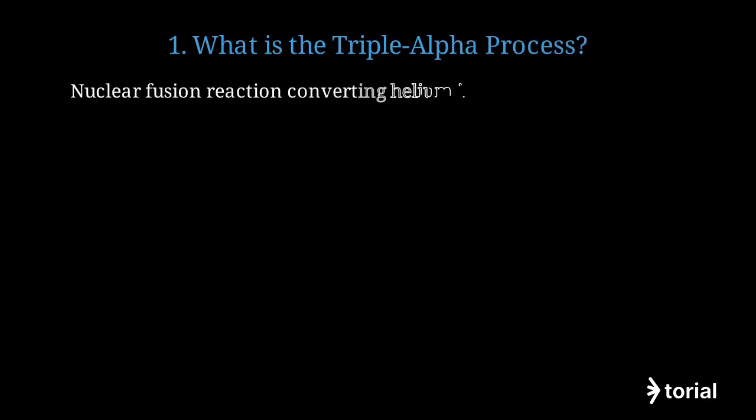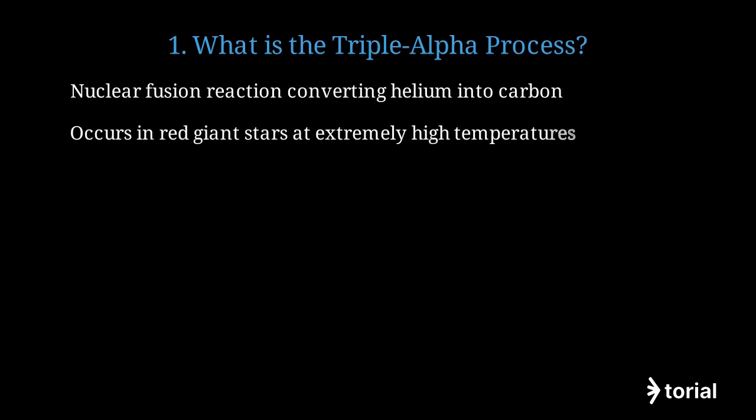The triple alpha process is a nuclear fusion reaction that converts 3 helium nuclei into 1 carbon nucleus. This process occurs in red giant stars at extremely high temperatures of around 100 million Kelvin. The overall reaction takes 3 helium-4 nuclei and produces 1 carbon-12 nucleus plus energy. Here we see 3 helium nuclei combining through multiple steps to eventually form a carbon nucleus.